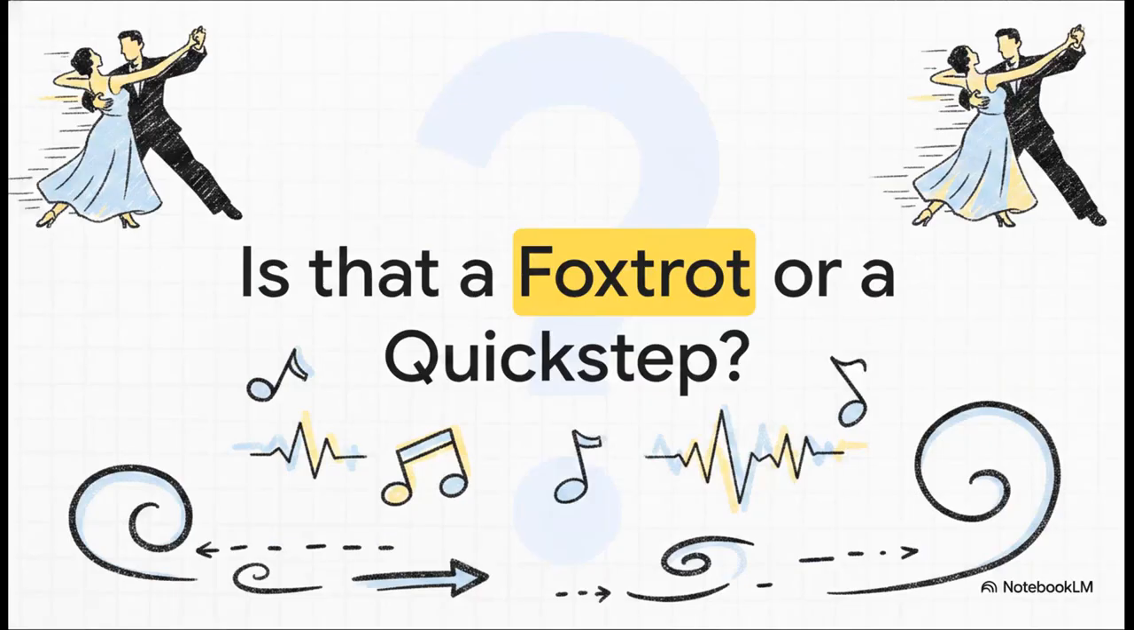Okay, let's dive right into this. Picture a crowded floor or a really fast-paced competition recording. The music is absolutely flying, couples are gliding everywhere, and you kind of squint and ask yourself, wait, is that a foxtrot or is that a quickstep? Today we are decoding the floor to solve that exact mystery. How do you actually tell them apart when they're just blurring past you?